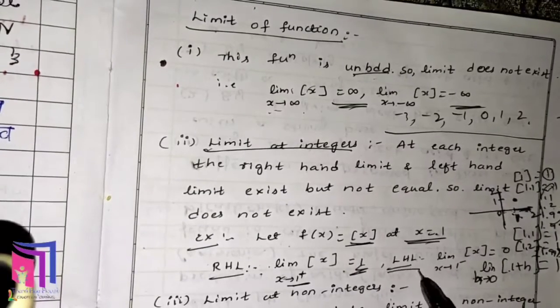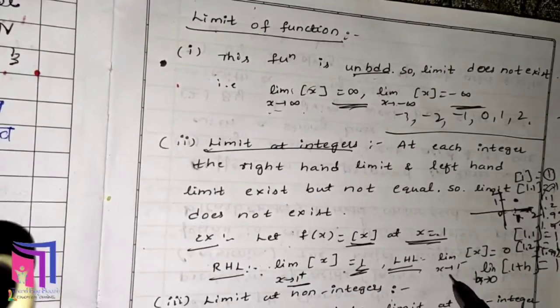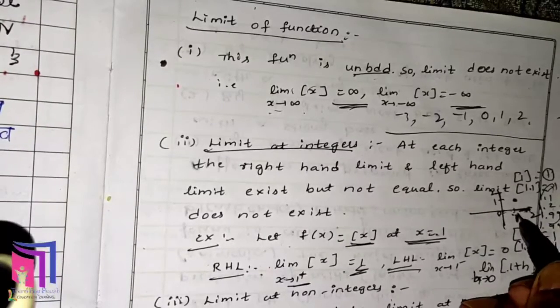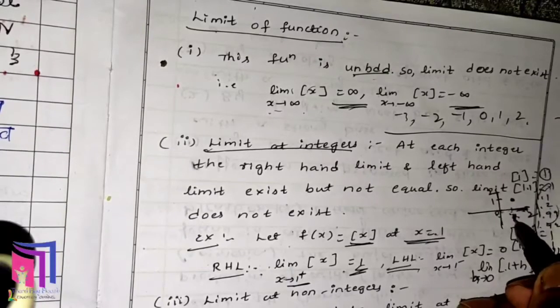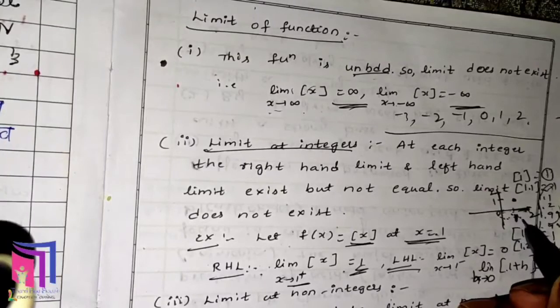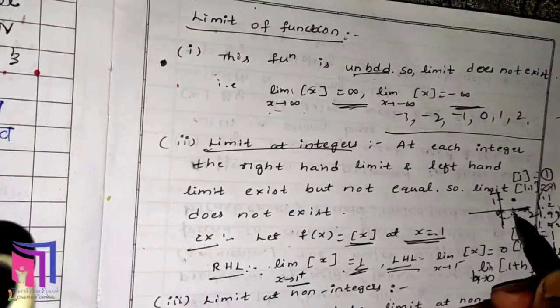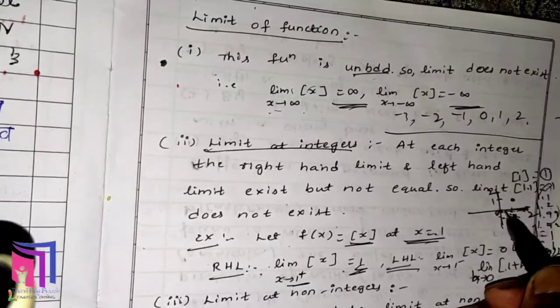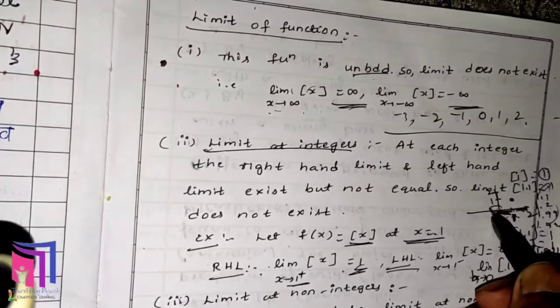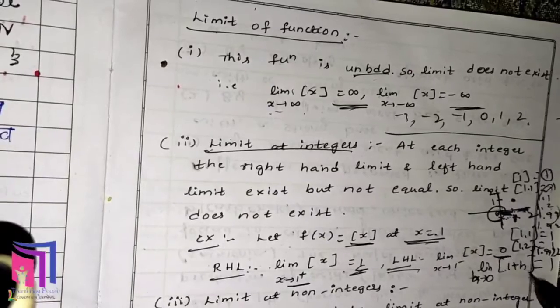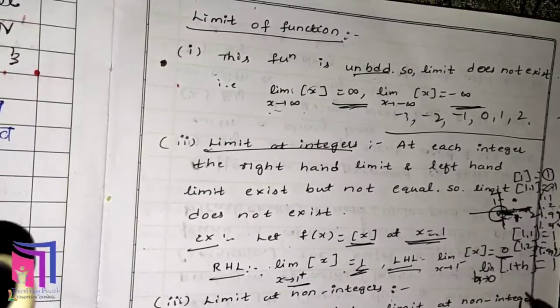Okay, like this we take the left hand limit also. Limit x tends to 1 minus. Okay, left hand, 1 minus means less than 1, all values less than 1. Okay, that means in between 0 and 1. We take any values in between 0 and 1, and the greatest integer of all these values, the answer is what? 0. Okay, I hope you understand now.